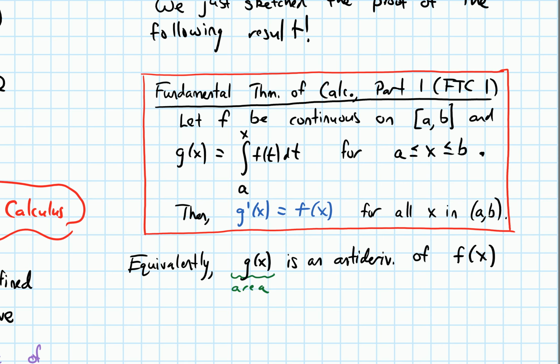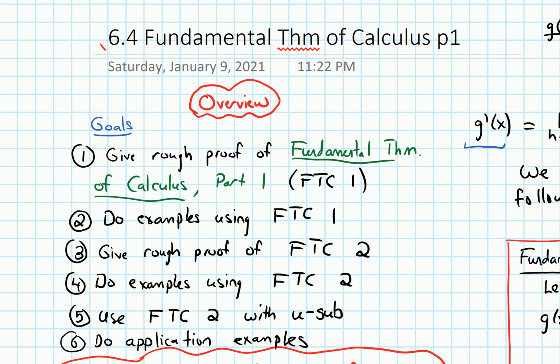We're going to make this a little bit more formal, and that's going to become the Fundamental Theorem of Calculus Part 2, which we'll eventually show. And that'll drastically reduce the problem of finding the area under a graph to simply computing an antiderivative and plugging some stuff into it. So in terms of our goals for this section, we have finished our first goal, which was to give a rough proof of part 1 of the Fundamental Theorem of Calculus. In the next video, we will do an example using this result.